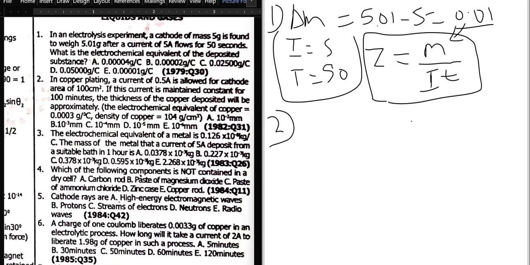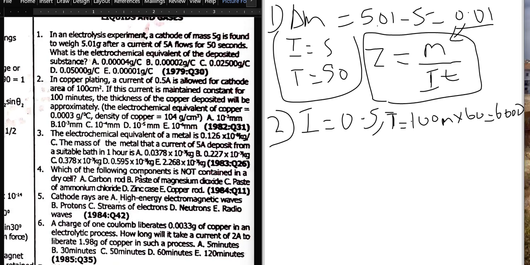All right, let's go. So let's take down the things we are seeing as usual. Current is 0.5. We also have time. Time is 100 minutes, but this 100 minutes will now be multiplied by 60 to get 6,000 seconds. That's what we use. We don't use minutes here. So 6,000 seconds.